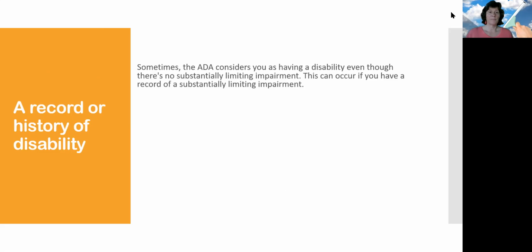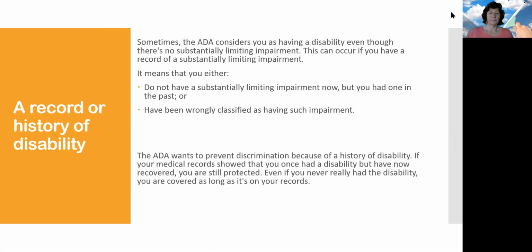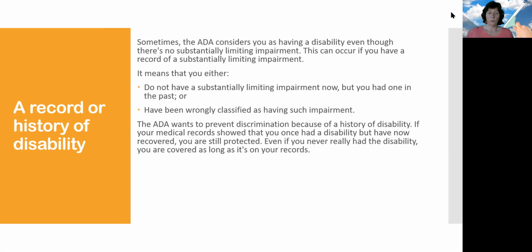What does it mean, a record of history of disability? Sometimes the ADA considers you as having a disability even though there is no substantially limiting impairment. This can occur if you have a record of a substantially limiting impairment. It means that you either do not have a substantially limiting impairment now, but you had one in the past, or have been wrongly classified as having such an impairment. The ADA wants to prevent discrimination because of the history of disability.